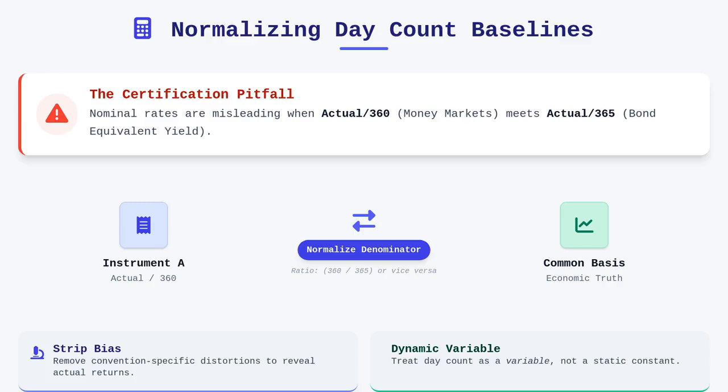Mastering this conversion requires you to treat the day count as a variable within your rate equations rather than a static constant. Once you internalize how the denominator influences the effective yield, you will be able to resolve mismatches in international treasury calculations with confidence.